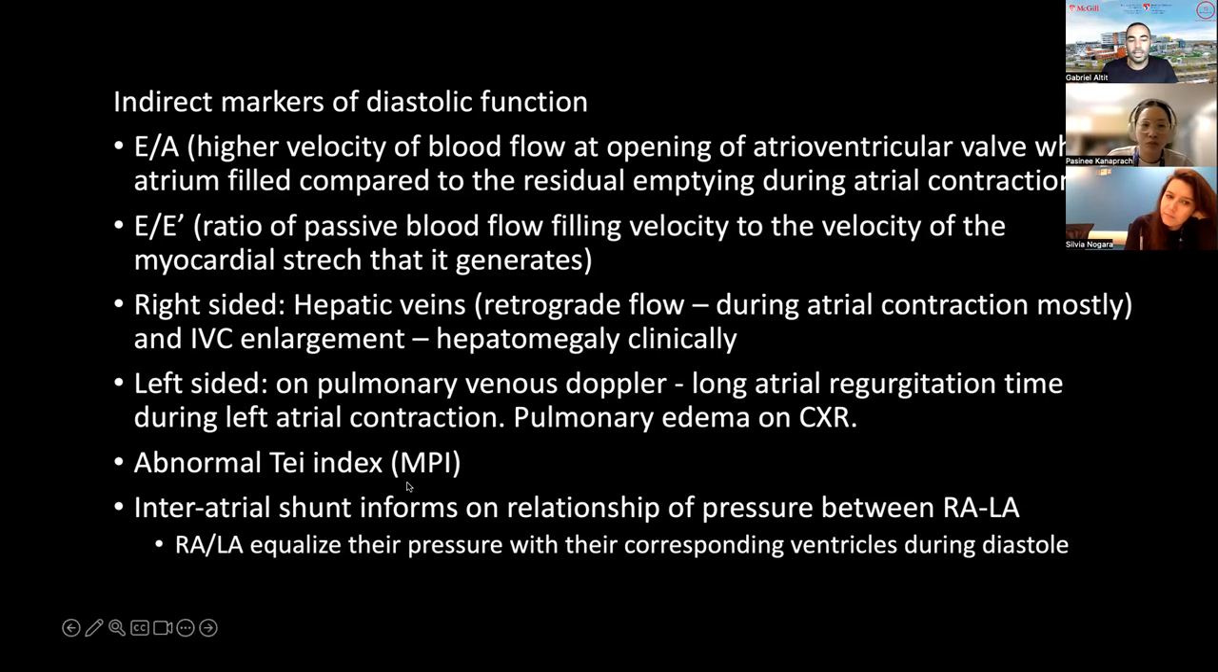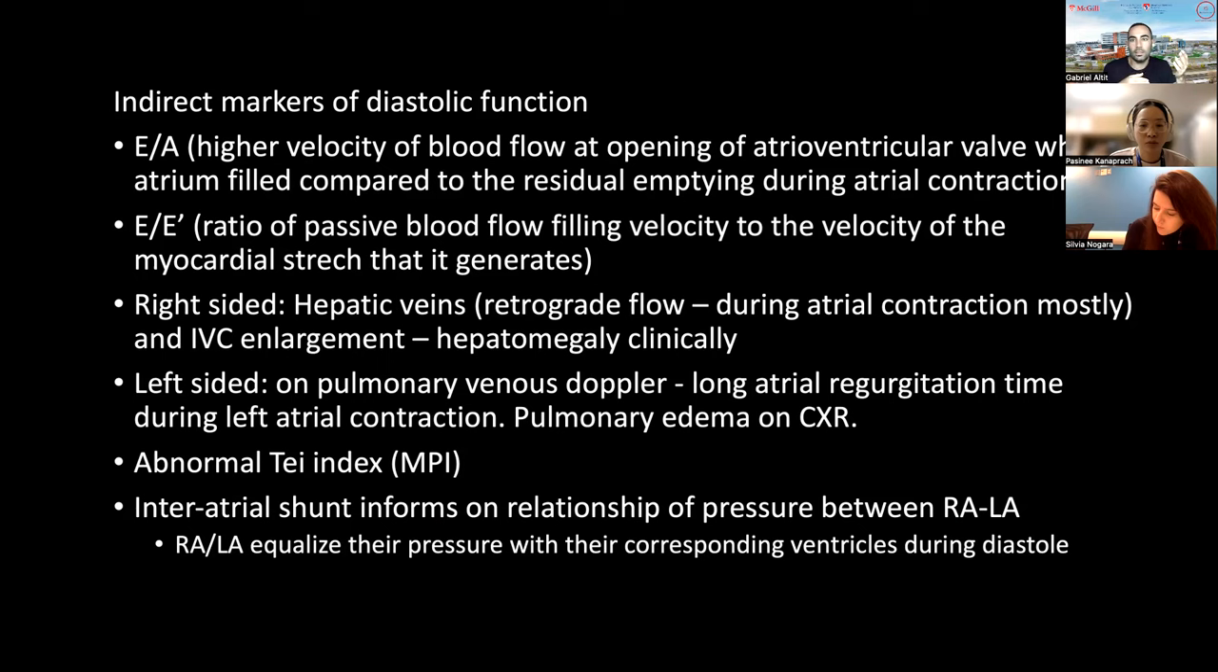They have a lot of secretions, things like that. There is a marker called the TEI index, which is the myocardial performance index. It's an index of systolic and diastolic function combined. So that's also a marker you can look at in diastolic dysfunction. That's quite interesting. And then the interatrial shunt also informs you on the relationship between the right atrium and the left atrium. Remember how I told you when you look at the septal wall motion, you have to know what's happening between the RV and the LV? Same thing when you're looking at the atrial shunt: you can tell what's happening in the corresponding atrium.